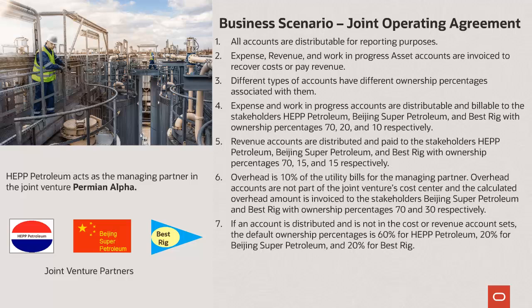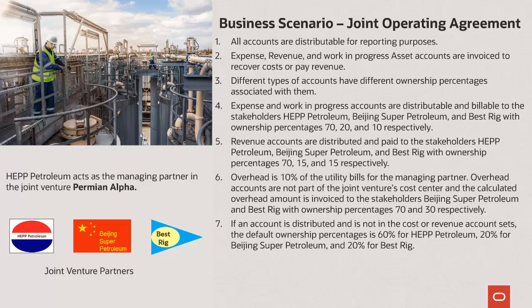HEPP Petroleum is the managing partner for the joint venture Permian Alpha. The other partners in the joint venture are Beijing Super Petroleum and Best Rig. The partners have agreed to the following in the joint operating agreement. All accounts associated with the joint venture are distributable for reporting purposes. Expense, revenue, and work-in-progress asset accounts are invoiced to recover costs or pay revenue.